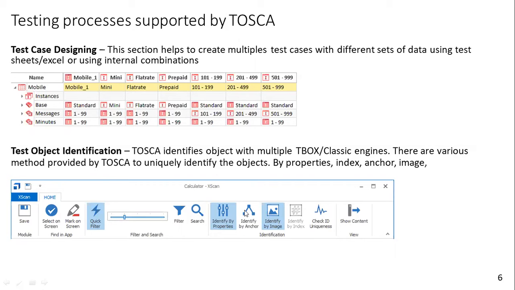See, the sequence of activities which happens in TOSCA is, first you get a requirement. For the requirement, you design your test case. And for the test cases which you have designed, you will identify the test objects, and the test objects will be mapped to the test case, and the test case will take the data from test case design.